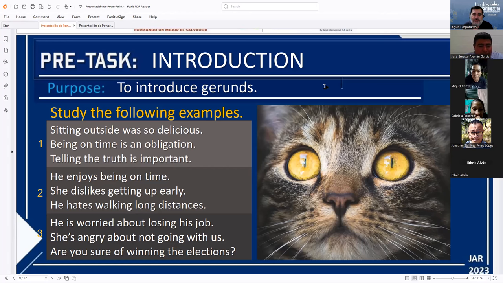He is worried about losing his job. Yes. He's angry about not going with us. Mm-hmm. Are you sure of winning the election? Excellent, very good. So notice, sitting, being, and telling as a subject, right? Being, getting, and walking as an object of the verb. And over here, after prepositions, about losing, about not going, and of winning. Okay? So those will be the forms.